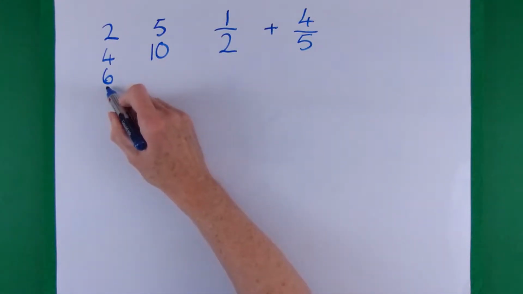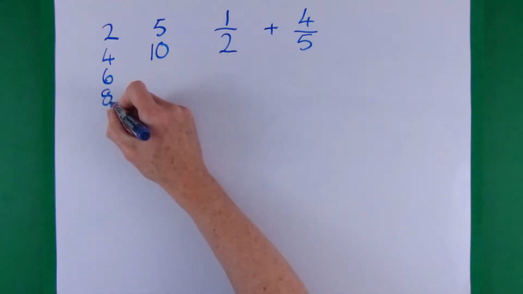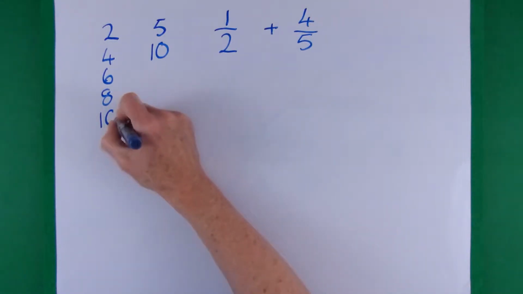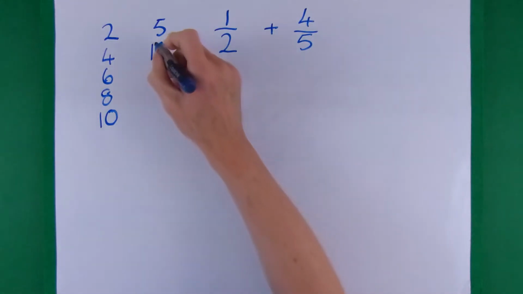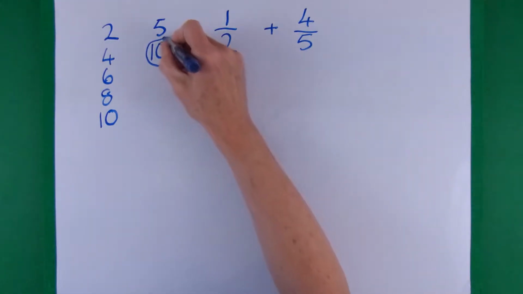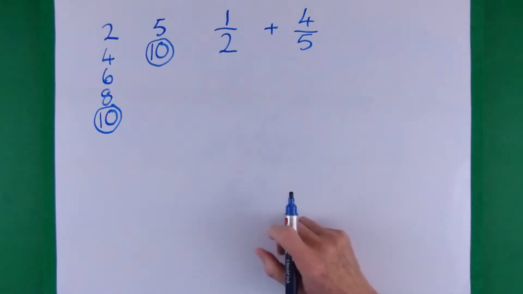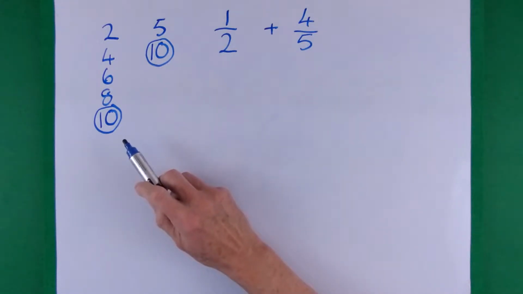6 is the smallest number, so add another 2 to make 8, which is 4 times 2 is 8. And 8 is still the smallest number, so add 2 to make 10, which is 5 times 2 is 10. You can see 10 is in both columns, so you circle the 10, and we now know that we can make halves and fifths into tenths.